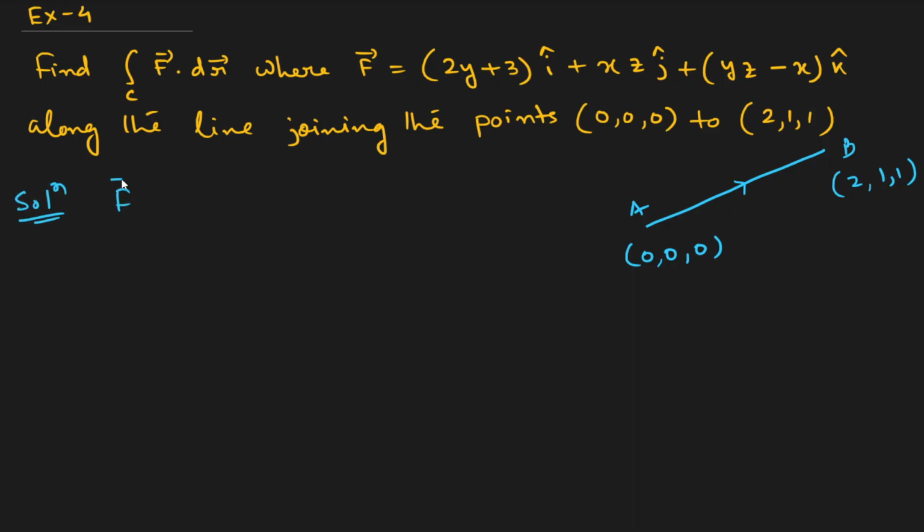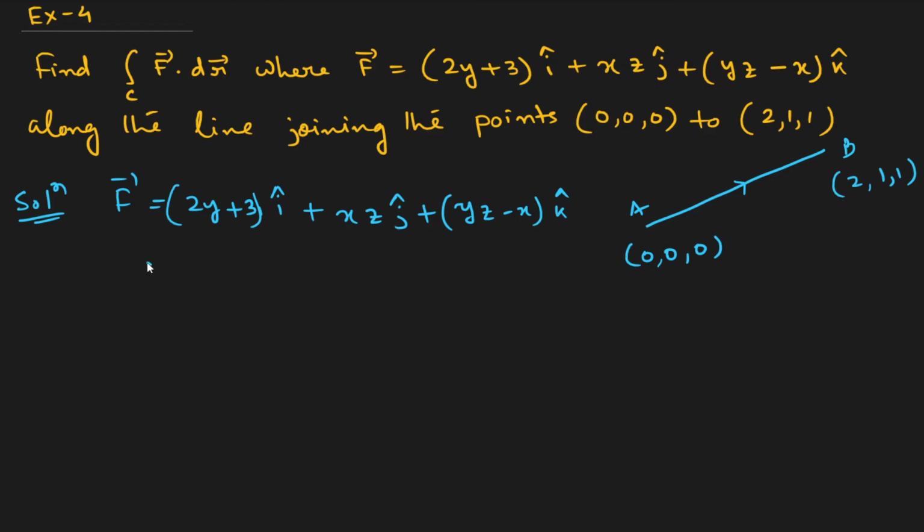Okay, so f bar is given, so it's (2y plus 3) i cap, xz j cap, and then (yz minus x) k cap. Since it is a line integral, there are 3 variables. So we have to convert all the variables to a single variable, either x or y or z. So we'll convert it in terms of x. So that we have to remember. So the point is what? 0, 0, 0 to 2, 1, 1.